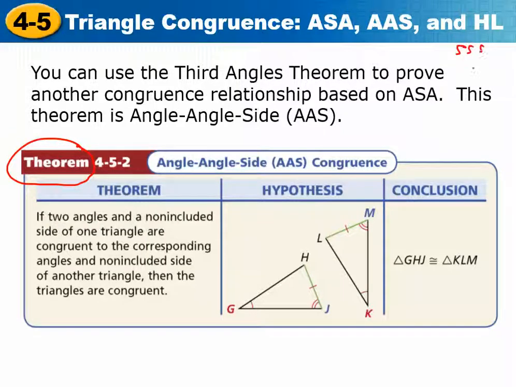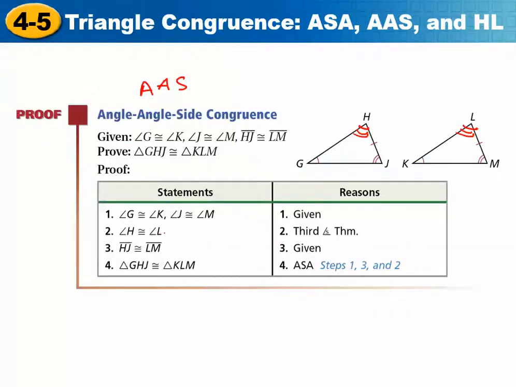All the other ones we've used so far are postulates. Side, side, side was a postulate. Side, angle, side was a postulate. And angle, side, angle. These are all postulates. We didn't prove them. This one we actually proved, and now we call it a theorem. And now we can use it.